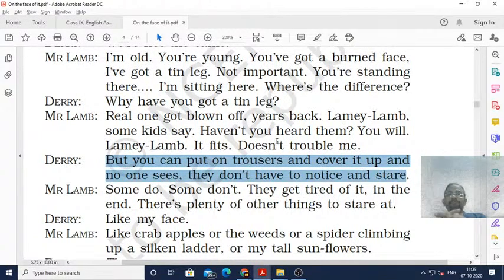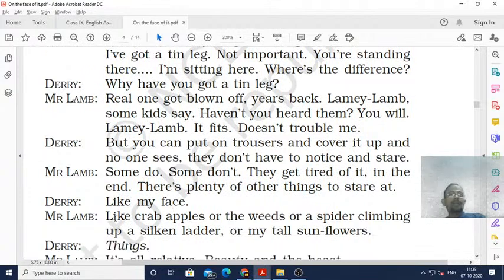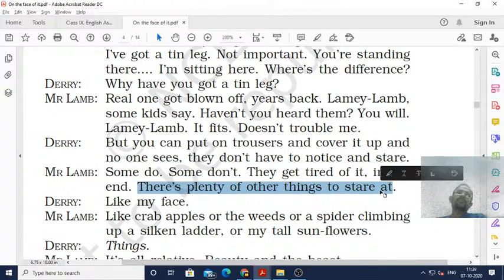This is where I am in a worse position than you. Mr. Lamb says some do. Okay, some do stare at me, some don't. They get tired of it in the end. There's plenty of other things to stare at, like my Daddy says, like my face. So Mr. Lamb means to say that there are plenty of things to stare at.